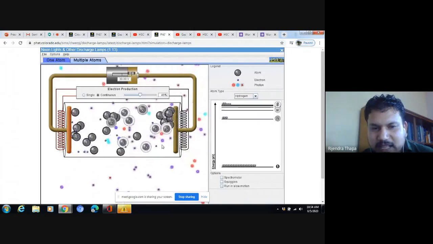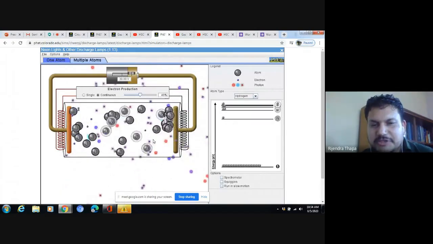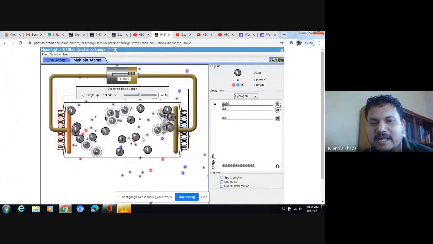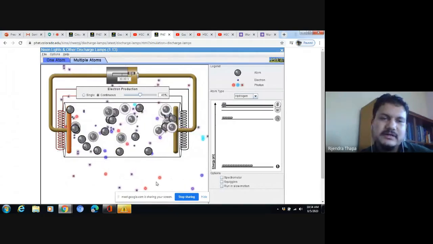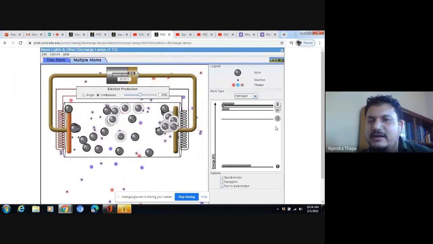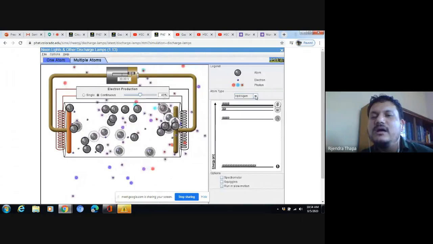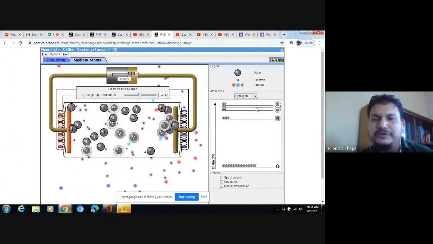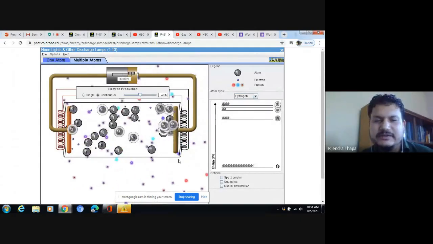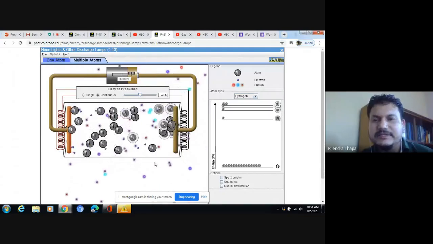Now see the color of this light. Try to observe it. The color of this light, I think you have observed once. And here the gas present is hydrogen, and see the light. See the color of this light.